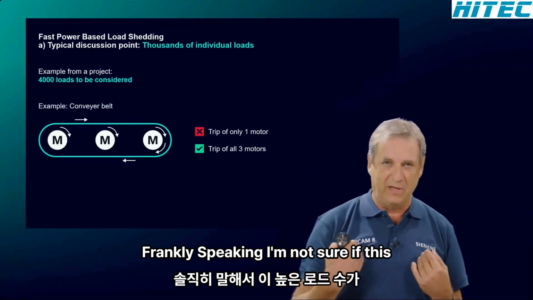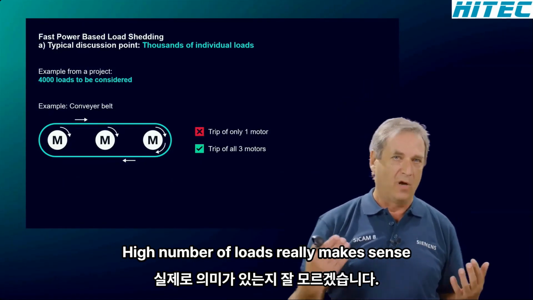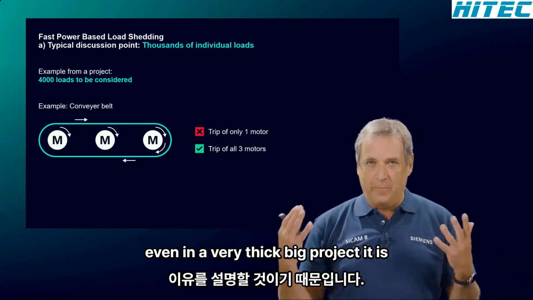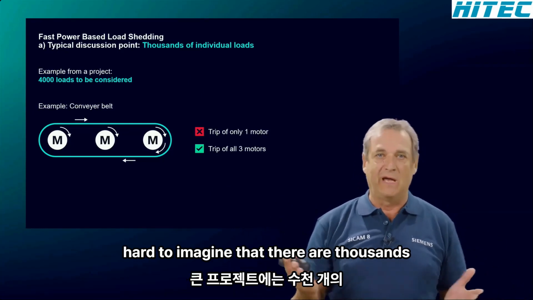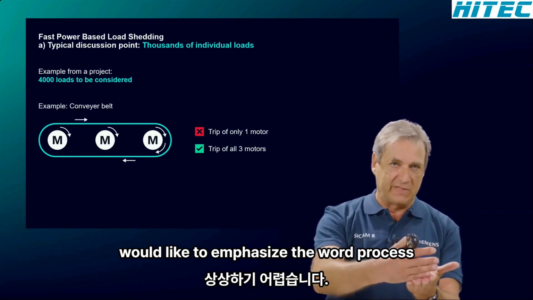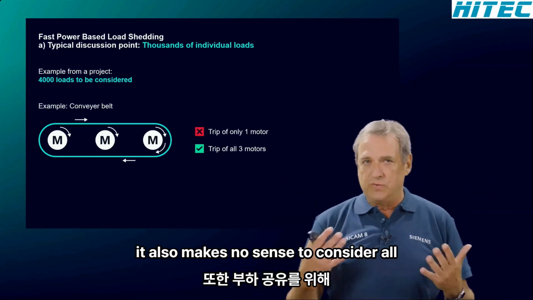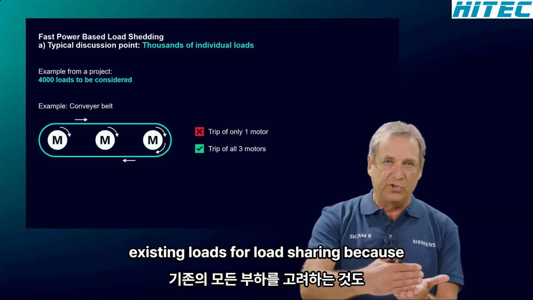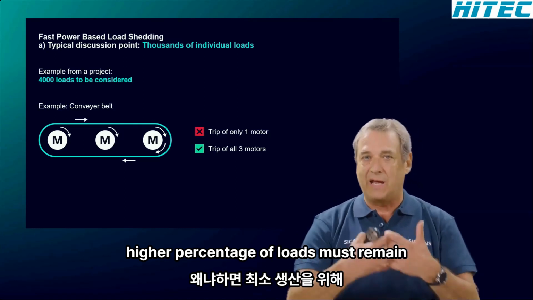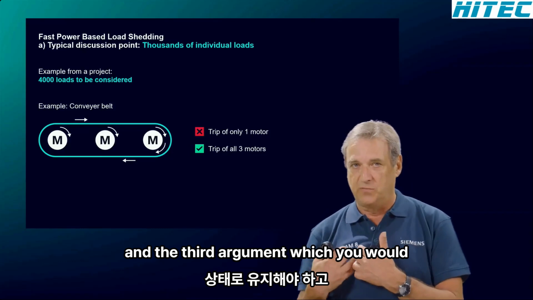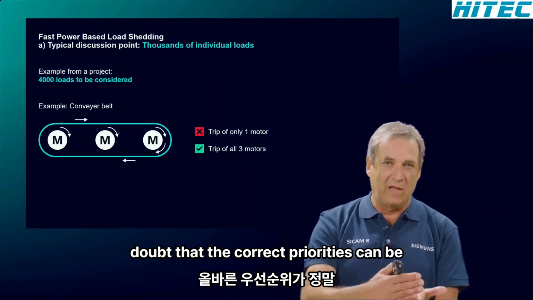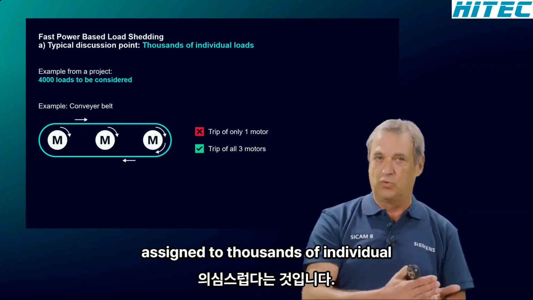Frankly speaking, I'm not sure if this high number of loads really makes sense, and I will explain why. Even in a very big project, it is hard to imagine that there are thousands of completely independent processes. I would like to emphasize the word process and not load. It also makes no sense to consider all existing loads for load shedding, because for a minimum production of a plant, a higher percentage of loads must remain active. And the third argument is that I really doubt that the correct priorities can be assigned to thousands of individual loads.